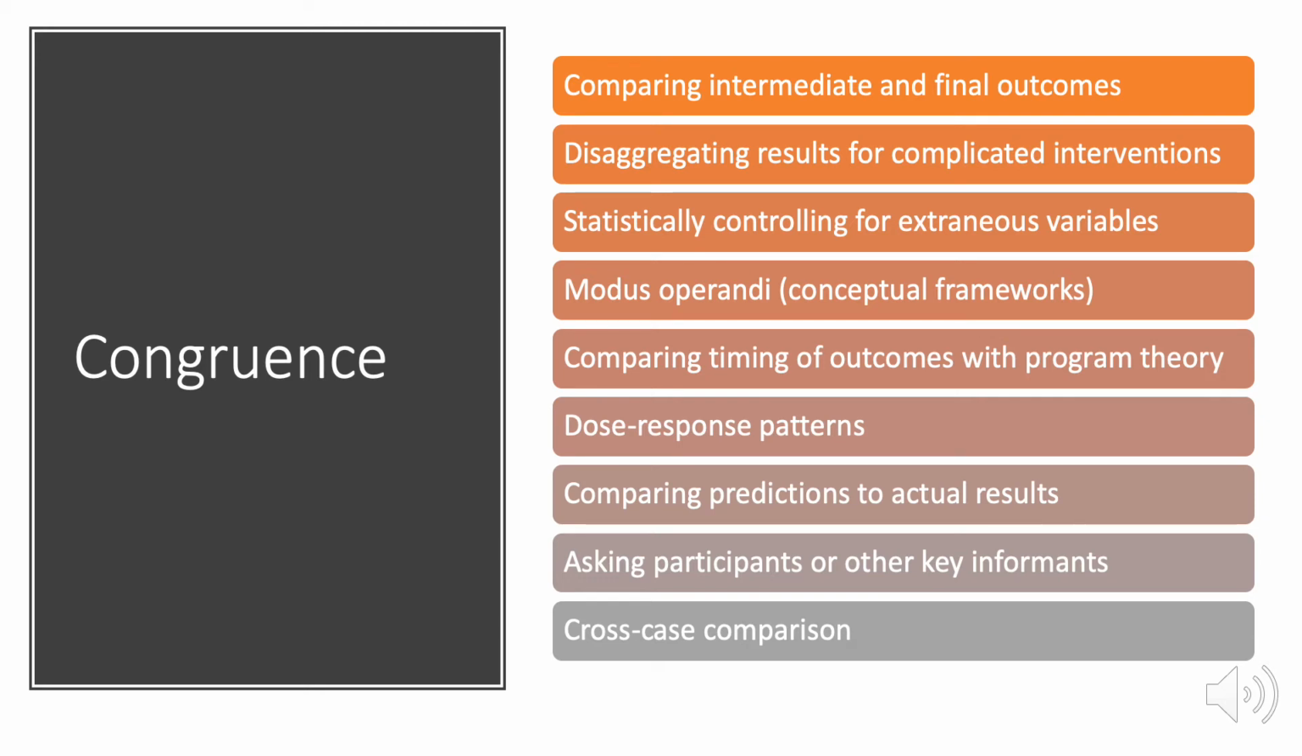You can compare predictions based on statistical models or expert opinion to the actual results, see how close or different they are. Asking participants or other key informants is always a good way to assess congruence, and actually that applies to the other approaches for causal inference as well. And finally, cross-case comparison. So are things unfolding the same way across cases?